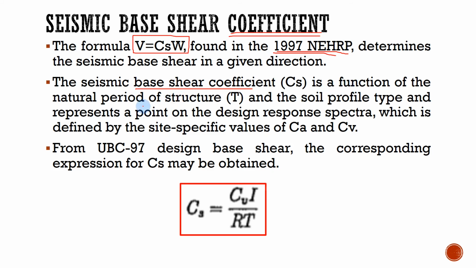Is a function of natural period of structure T and the soil profile types. So makuha later sa formula, makita na to tong soil profile types, then makita na to tong Ca and Cv later. Okay, so the purpose guys nga nag-discuss ta sa mga parameters is for you to understand this wholly. So the UBC 97 design base shear, the corresponding expression for Cs may be obtained. So this will be our first formula pa lang for our Cs, this is the basic formula for Cs.